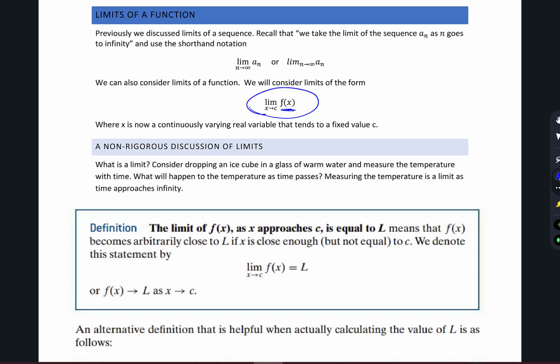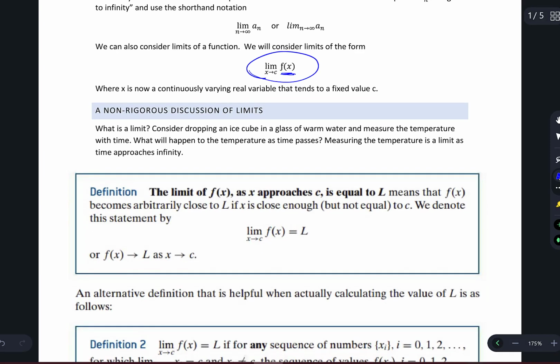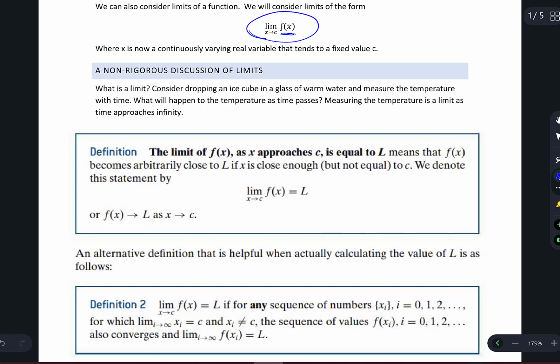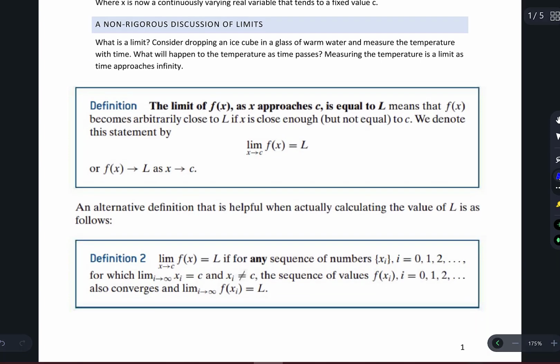And so here we're now going to consider x to be a continuously varying real variable that tends to a fixed value c. So as before, when we looked at the sequences, remember that we would have our index, which would be whole numbers that steadily increased. Well, here we could look at a continuous real variable, and so we're not just going to be looking at indexes. So we're going to start out with kind of a non-rigorous definition of limits. And so what is a limit?